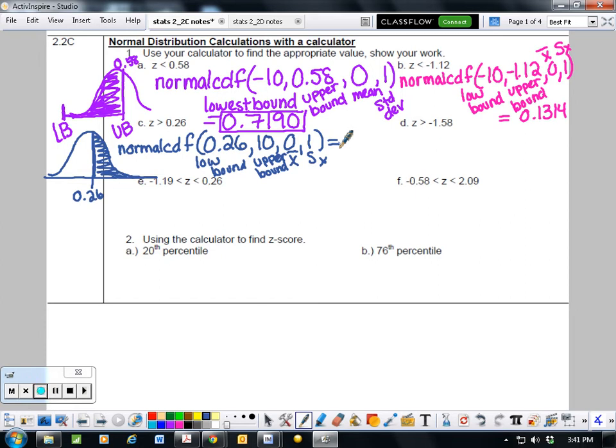So I go back to my calculator. And I'm not going to show you the picture because it makes my video take up more memory and space. So go to distribution, normal CDF, lower bound 0.26, upper bound is 10, mean is 0, standard deviation 1, and we get a value of 0.3974. And that's our answer.